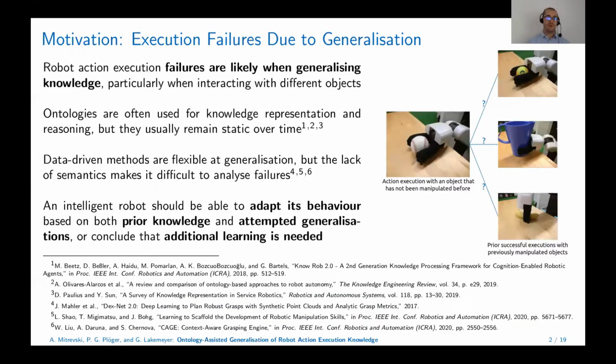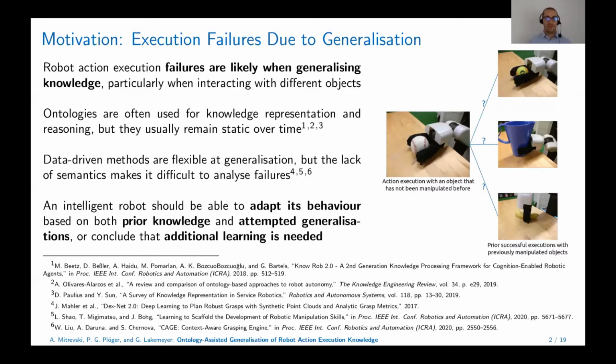Our overall work revolves around the problem of robot execution failures and aims at developing methods for analyzing and avoiding those. Failures are particularly likely when a robot needs to generalize its action execution knowledge, for example, when grasping new objects. In the example shown here, the robot knows how to grasp some objects, such as a pitcher, a banana, and a tennis ball, and it now has to grasp a baseball, which is an object that it hasn't grasped before. This is a very simple case in which execution knowledge generalization is required.